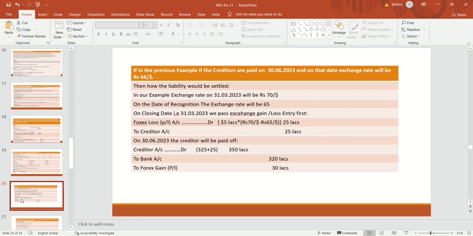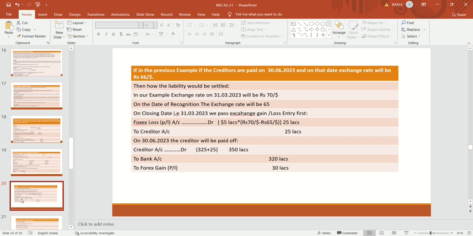We will extend this example by inserting some more concepts. In the previous example, suppose the creditor was not paid on 31st March and was settled on 30th June 2023, that is after the reporting date, and on that date the exchange rate will be 66. Then how will we make the entry in the books?